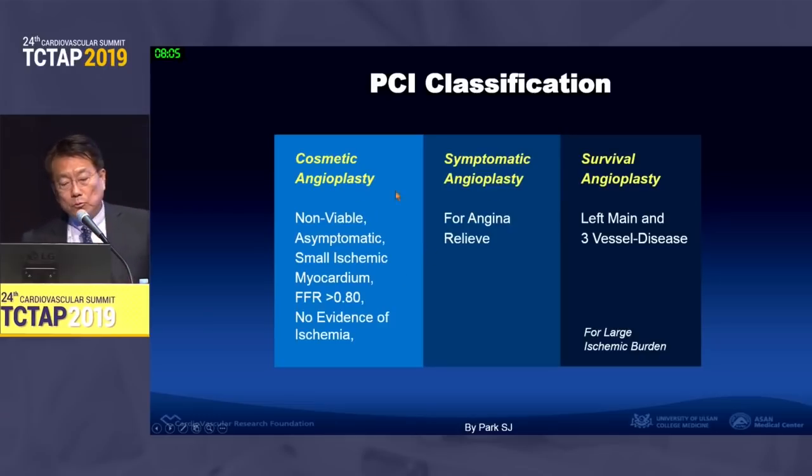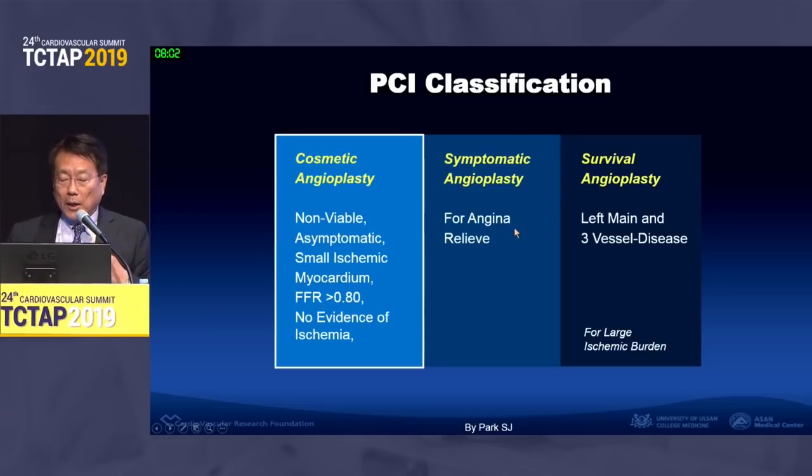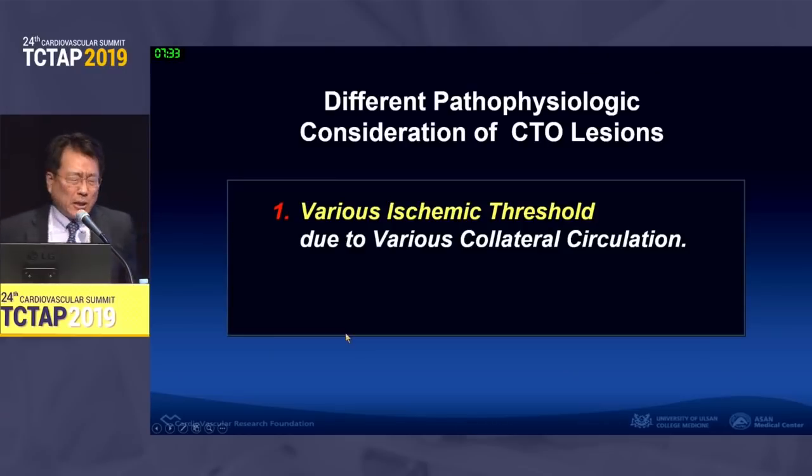So you mentioned symptomatic is good. We have to do that. Survival angioplasty: current data on survival benefit and mortality benefit are directly related to the jeopardized myocardium. So ischemic burden, there are many issues. So left main and 3-vessel disease is survival angioplasty. However, asymptomatic, small ischemic burden, negative FFR, no evidence of ischemia, so that is kind of a cosmetic angioplasty.